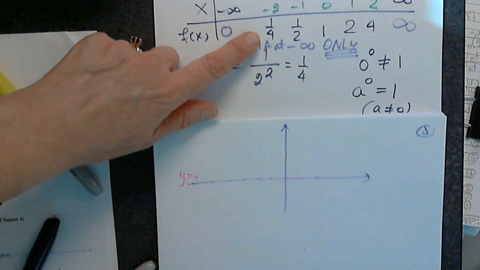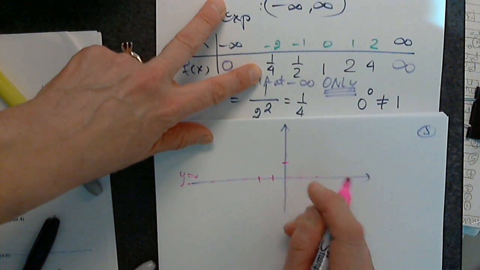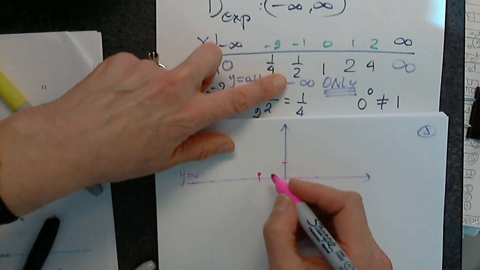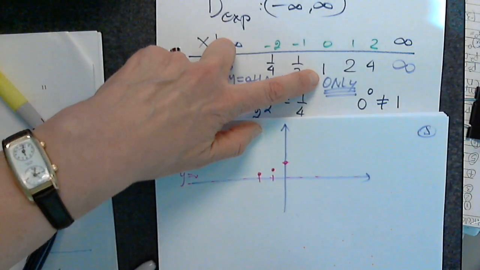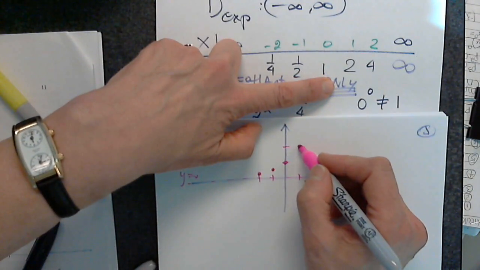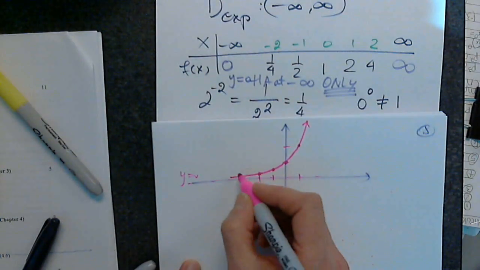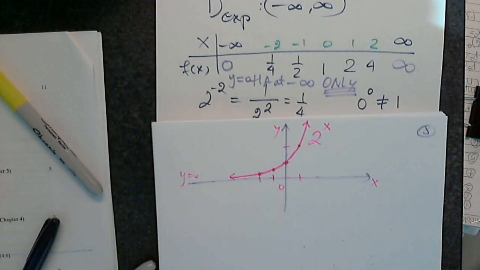So the first ordered pair that I would plot, which is not easy, right, is 1/4. At -2, I'm going to take this big unit and I'm going to say negative, so 1/4 is here. At -1 is 1/2. At 0 is 1. At 1 is 2. And so on and so forth. This is the graph of 2 to the x. This is the fastest growth that we have seen in any of the functions that we looked at.